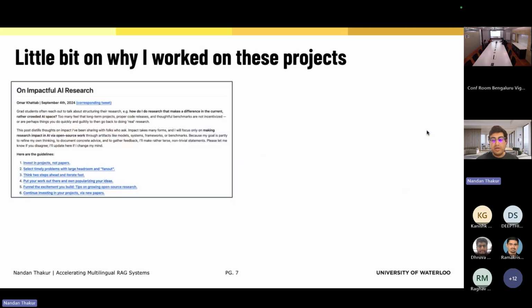A little bit on why I wanted to work on these projects. This is a text snippet of a really nice blog post which Omar Khattab wrote on September 4th. I definitely recommend you read this blog post. What I really wanted to focus on is point one here, where Omar mentions that, ideally, you should invest in projects, not papers. And this has been my motivation in all the multilingual RAG work which I'll be presenting today.